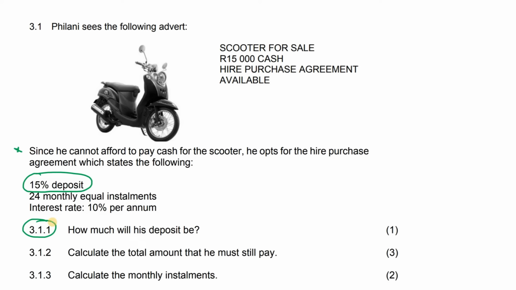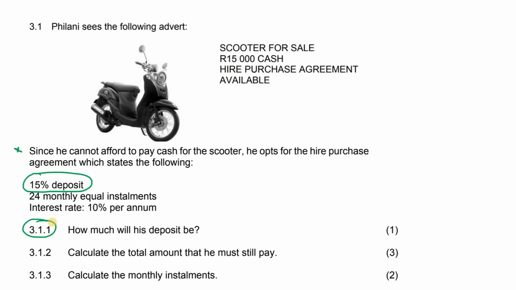So what that means is that if you walk into the motorbike shop, you tell them, I don't have 15,000 Rand. They say, okay, that's fine. You can do a hire purchase, but can you please give us 15%? So on the day that you buy your motorbike, you're going to give them this amount over here. Then it says, calculate the total amount that he must still pay.